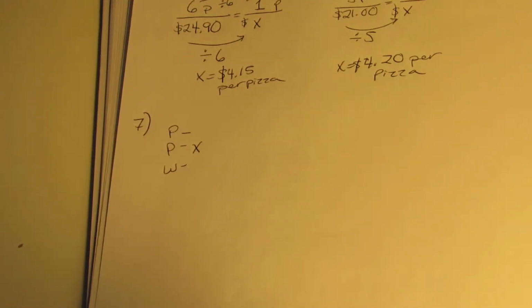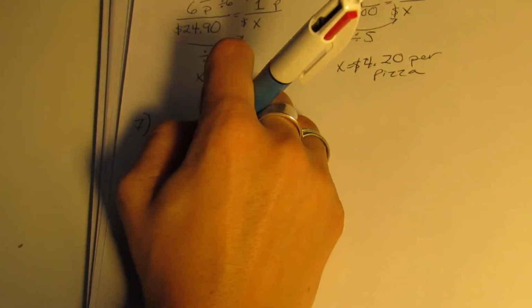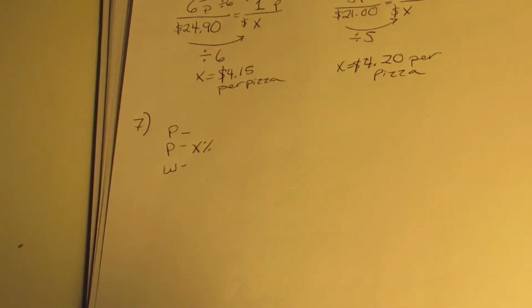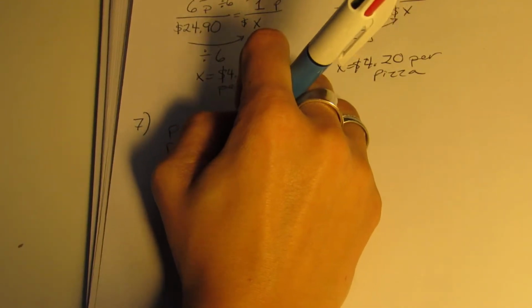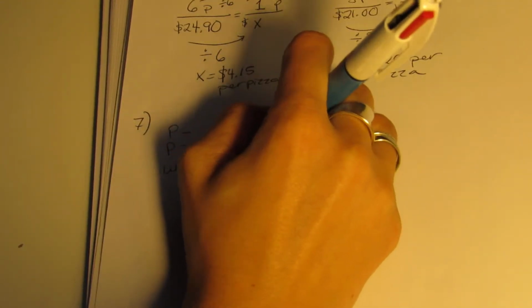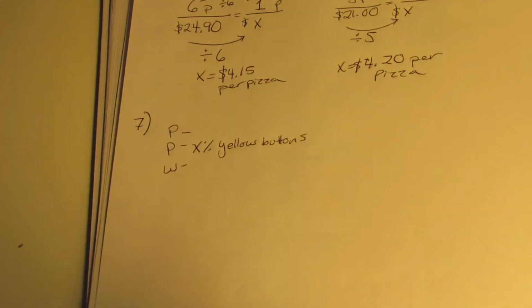Now, if you guys just write X, that's not going to help you. Be specific with your X. What does that mean? It's saying what %. So I'll just put a % sign. X represents what? What % are yellow? So X % yellow buttons. I know that this represents the % of yellow buttons. That's what we're trying to solve.